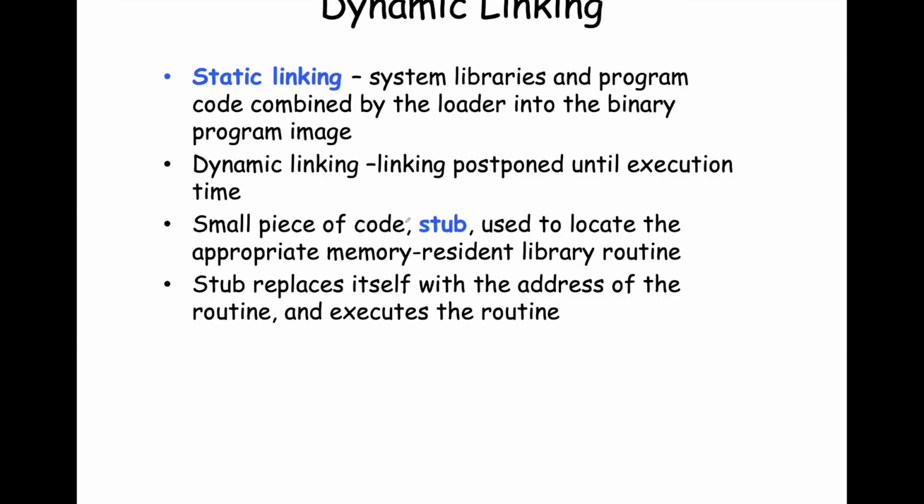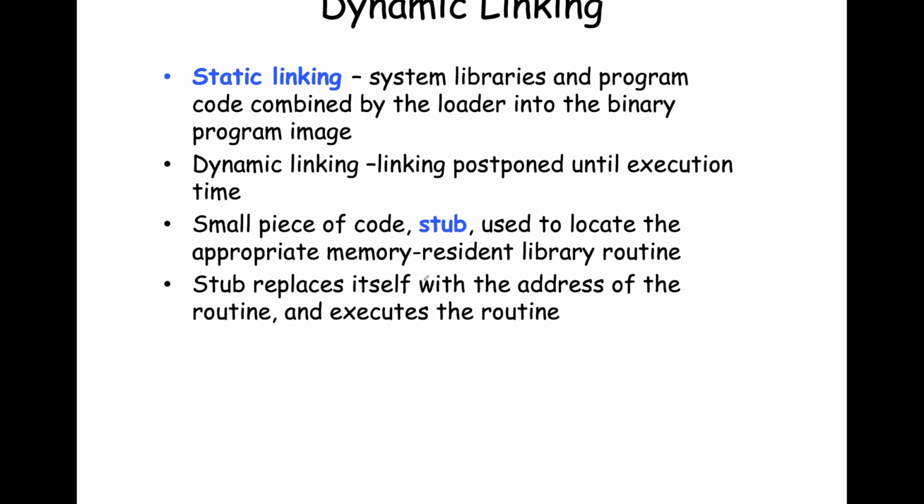And so there's different types of linking, and we talked about it when we talked about the linking stage after compilation. There's so-called static linking, and in static linking, your system libraries and program code are combined, pasted together by the loader into a binary form or image of your program. With dynamic linking, this is not the case. The linking is postponed until execution time. A small piece of code called a stub knows where to find the actual library routine, and it goes and fetches it when you try to access that function, and the stub replaces itself, rewriting itself with the address of the routine, and executes that routine.